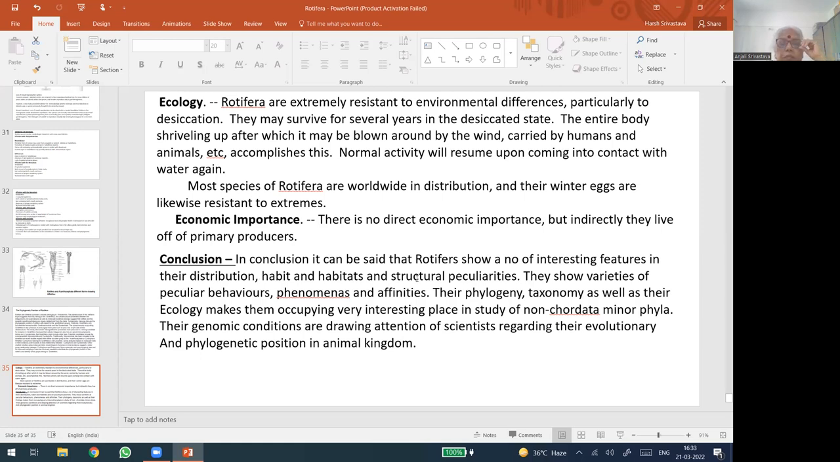So in conclusion, it can be said that rotifers show a number of interesting features in their distribution, habit and habitat, and structural peculiarities. They show varieties of peculiar behavior, phenomena, and affinities. Their phylogeny, taxonomy, as well as their ecology make them occupy a very interesting place in the study of non-chordate minor phyla. Their genomic conditions are drawing the attention of scientists regarding their evolutionary and phylogenetic position in the animal kingdom.